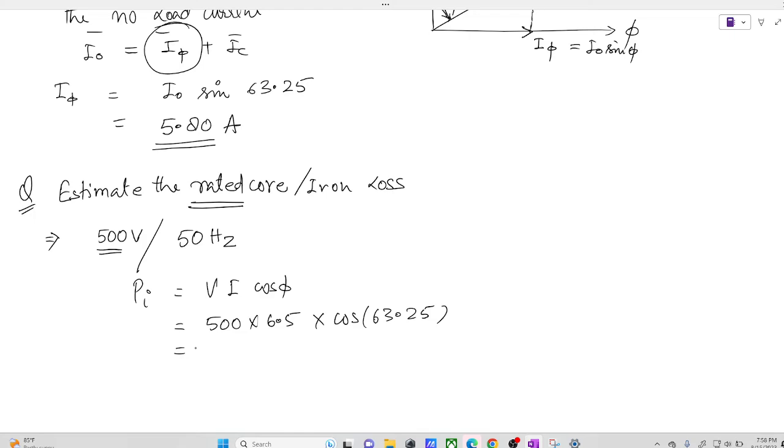Please find out. 1462.81 watts, sir. Fine. This is the iron loss. Any doubt in this part? So we will move on to the next question.